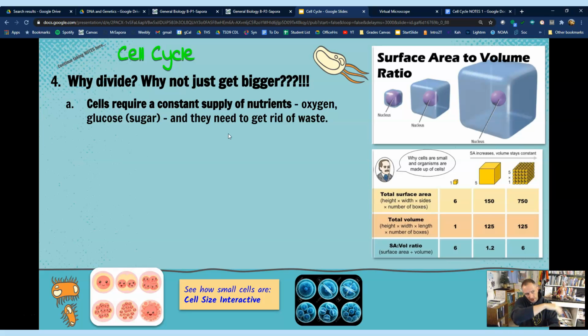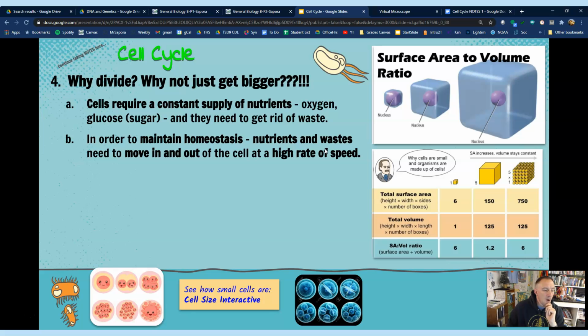So all of these build up. One of the reasons is that cells require a constant supply of nutrients. Cells require oxygen, all of our cells do to some degree. Glucose and sugar, so energy, and then oxygen, so they can do cellular respiration and produce energy for doing their cellular stuff. And they also need to get rid of waste: carbon dioxide and other metabolic waste products as well. So cells require this constant back and forth of energy, nutrients, oxygen, getting rid of waste, all the time. So cells have to have this constant back and forth.